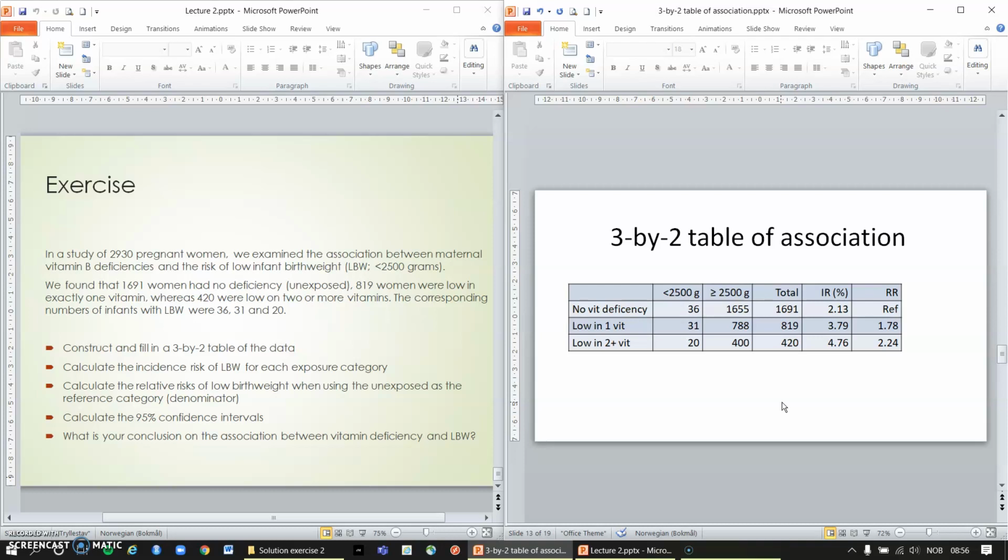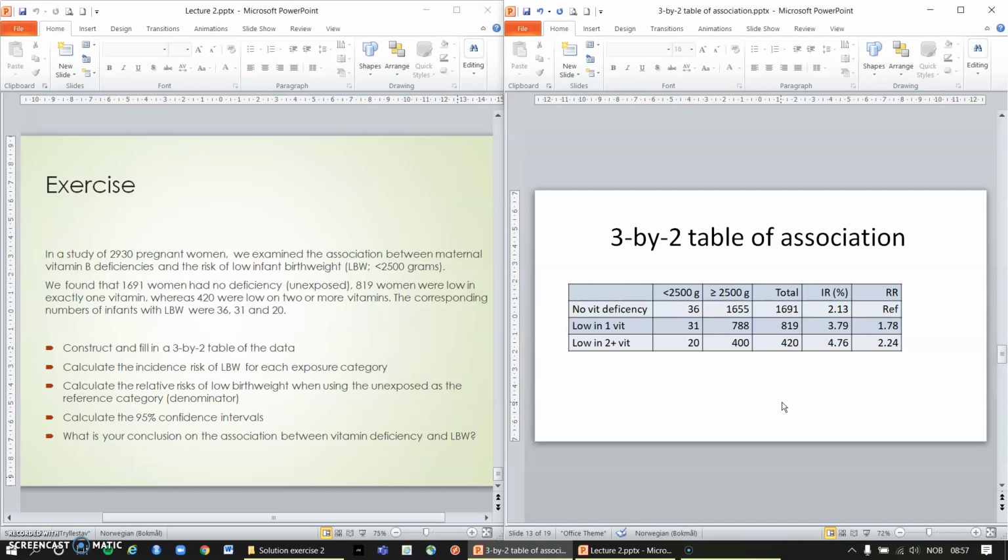In the fourth question, we will calculate the 95% confidence interval to establish whether our results are precise or not. If the results are precise, the 95% confidence interval will be narrow. In addition, if the interval does not overlap 1, we can conclude that there is statistical evidence for an association between vitamin B deficiency and infant low birth weight. Otherwise, we must conclude that the results are uncertain and inconclusive. The formula for the 95% confidence interval for relative risks is provided in the lectures.